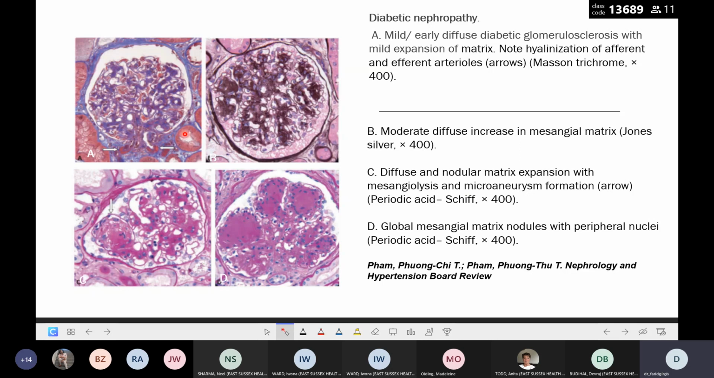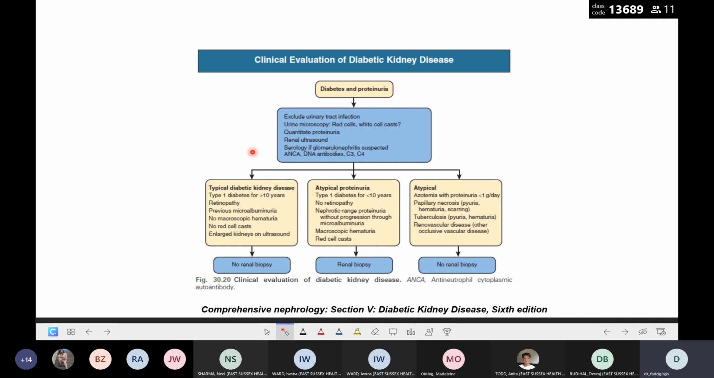So quickly, I will show you some histopathologic pictures like A here, when we find mild and early diffuse diabetic glomerulosclerosis, you can find the sclerotic changes, okay, and hyalinization in the afferent and efferent arterioles, increase in the mesangial matrix, getting some nodular changes and nodules in the kidney. So all these are changes. It is not necessary to go into its details. So let's go into the clinical evaluation of diabetic kidney disease.